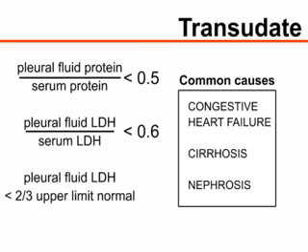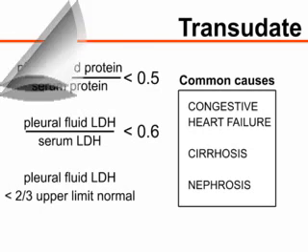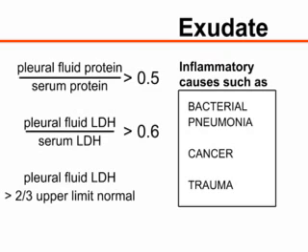Analysis of the pleural fluid will help differentiate a transudate, which is commonly caused by congestive heart failure or cirrhosis, from an exudate, which may be caused by processes such as bacterial pneumonia, cancer, or trauma.